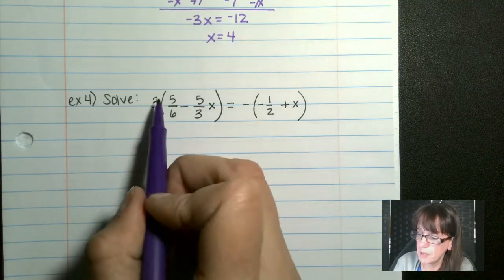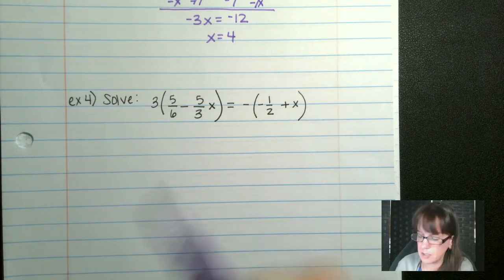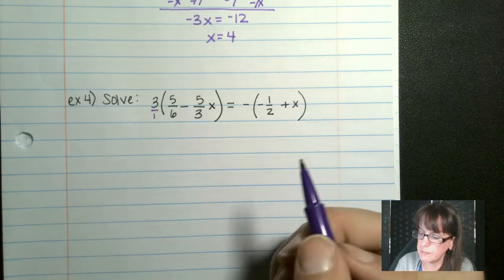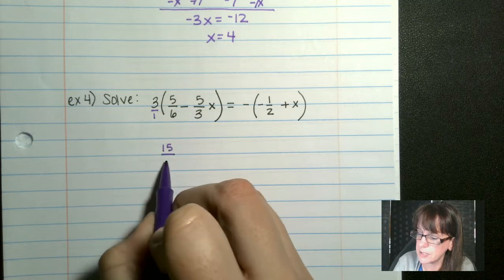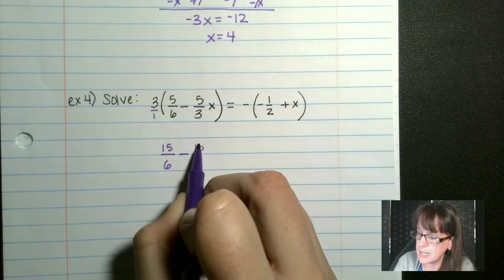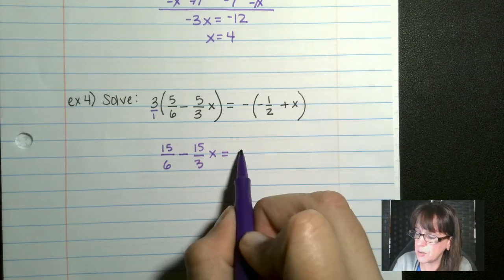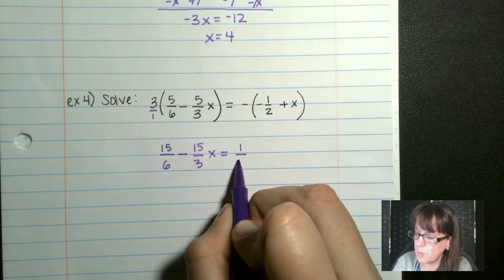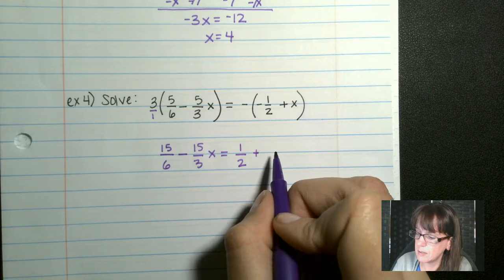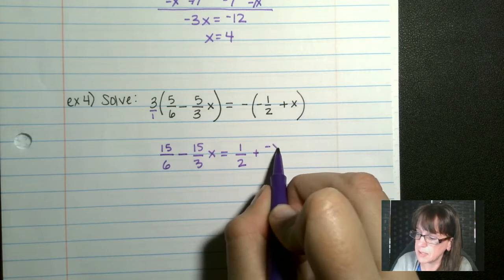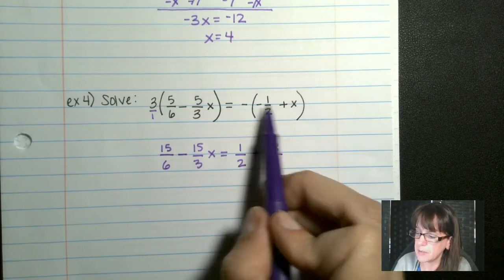Okay, so looking at this guy, let's go ahead and distribute to here. So we get, remember, when we multiply fractions, multiply straight across the top, straight across the bottom, 3 is over 1. So we end up with 15 over 6 minus 15 over 3x equals, and there's a negative here, so distribute that to both. We get plus 1/2 plus negative x. Whoops, it should have been negative x, but I'm going to turn that into a fraction.